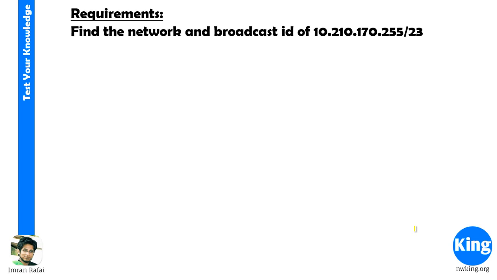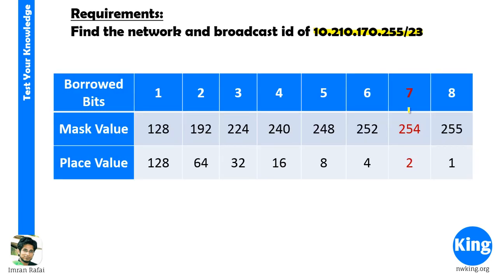Let's try another example. This example is a little tricky. The reason I put it here is just to show you what can happen. Again, 10.210.170.255/23. This is a class A IP address. Class A is /8. In this case it's 23. That means they have borrowed 15 ones. We are not bothered about 15 ones. What we are bothered about is /23. The 23rd bit comes in which octet? If you count, the 23rd bit comes in the 3rd octet, and it is the 7th bit of the 3rd octet, which has a place value of 2.